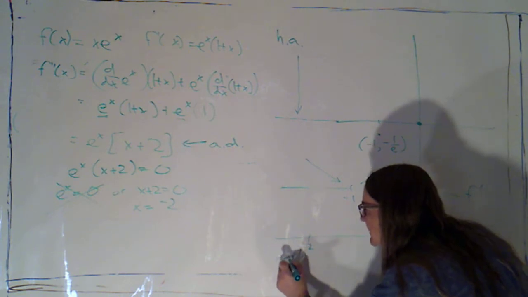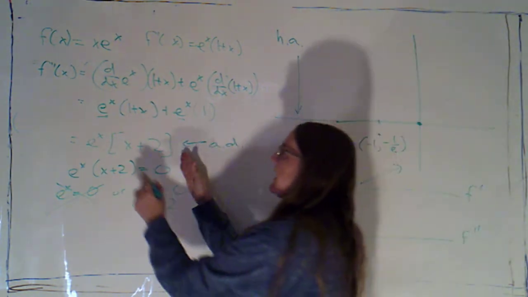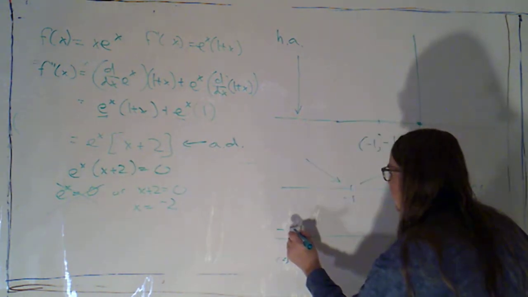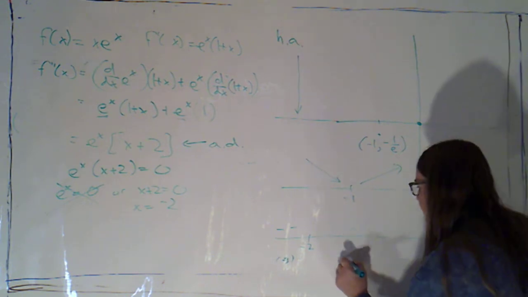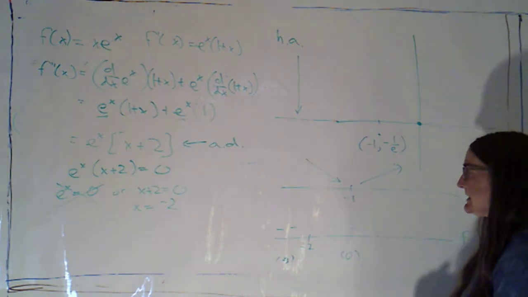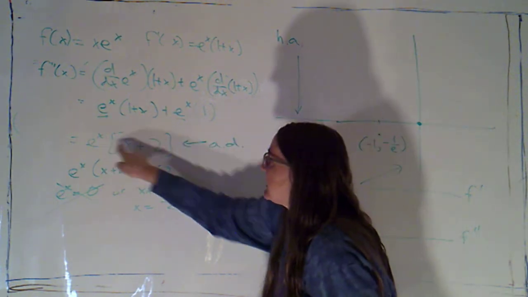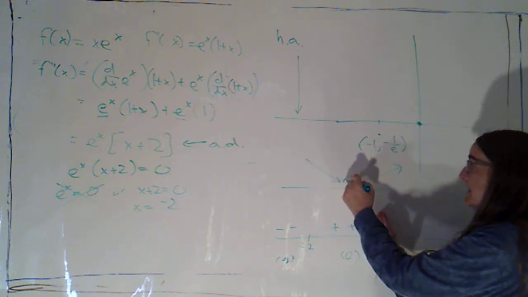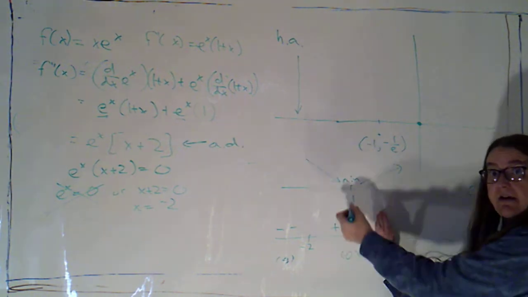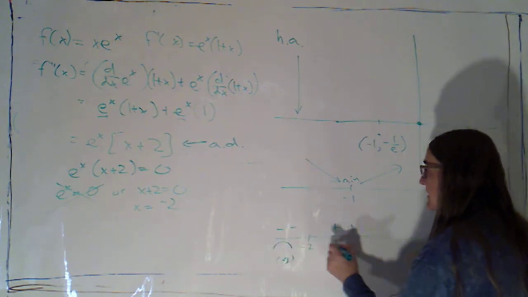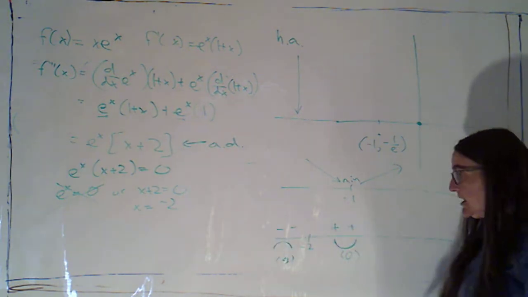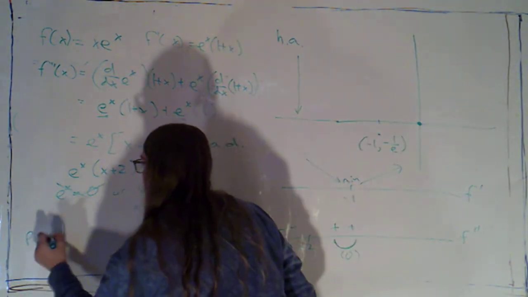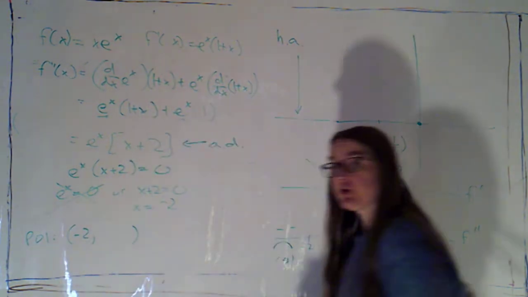Picking a test number of negative 3, if I plug that in, e to the x is always positive, but negative 3 plus 2 would be negative. To the right of negative 2, I think I'm just going to plug in 0 because it's easy. So then I'm going to get positive times positive. And notice that's consistent. We said we had a min here. Well, at a min, we should have a concave up graph. So we're concave down here, concave up here, and so we're going to have a point of inflection when our x value is -2.